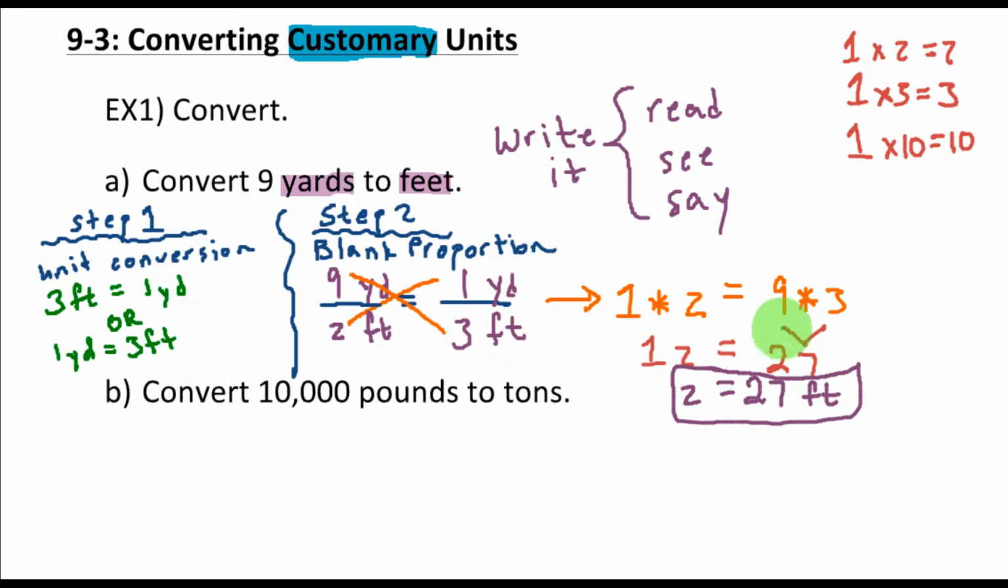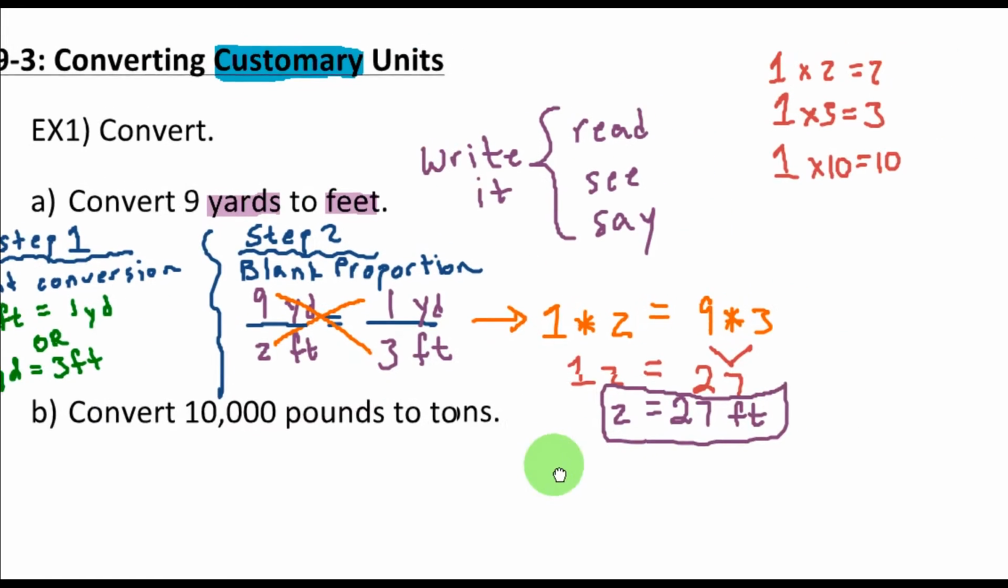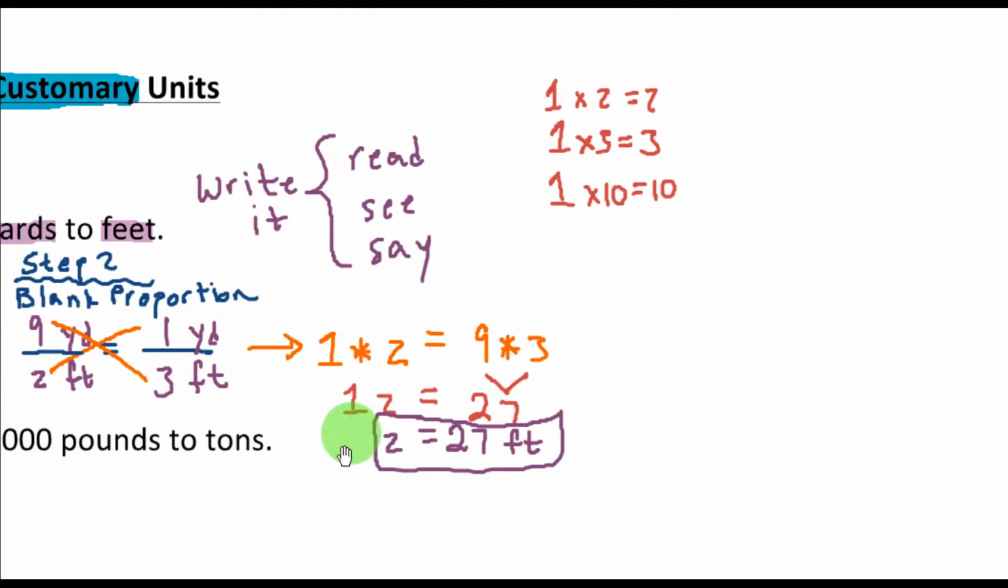Now there's actually a quicker way of solving this problem. Rather than doing step 1 and step 2, let's take a look at how else we could have solved this problem. I just need to create a little bit of space on the screen here. And we're going to create a little bit of a divider. And let's call this the quick method.